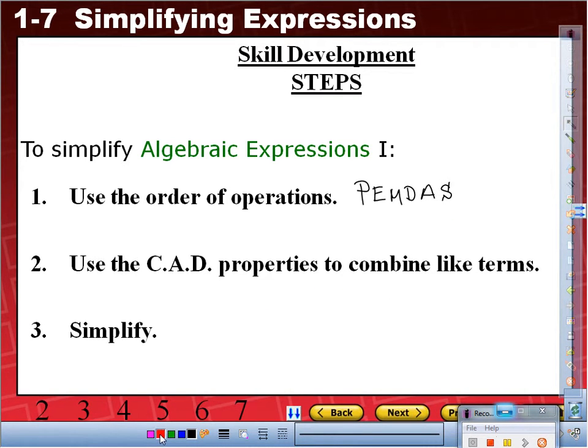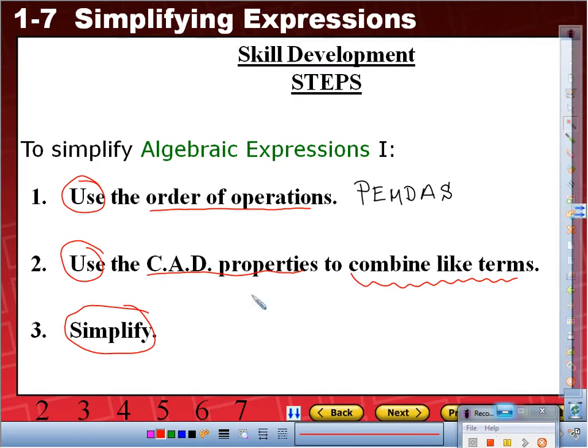With red, I want you to circle the word use, underline order of operations. Circle the word use for the second step, underline CAT properties, and with the wiggles, combine like terms. And at the end, simplify. Okay? Now let me go back up to PEMDAS, order of operations.